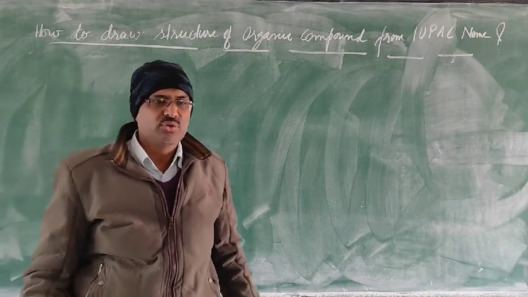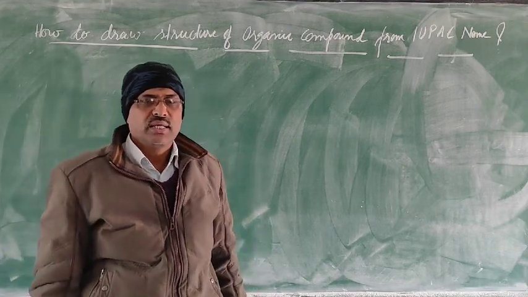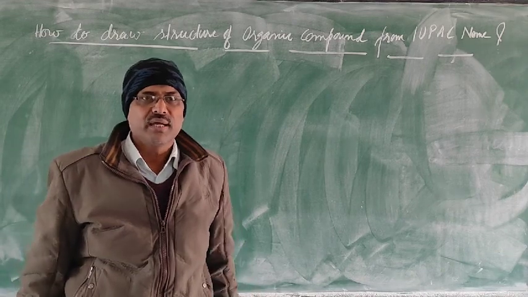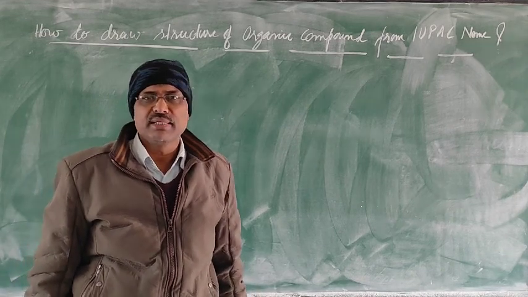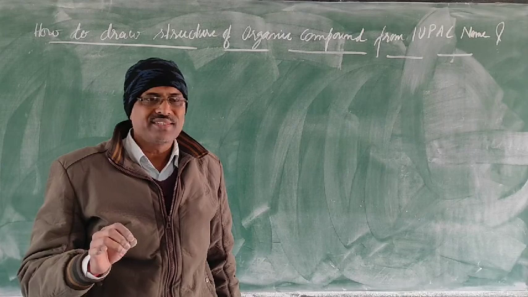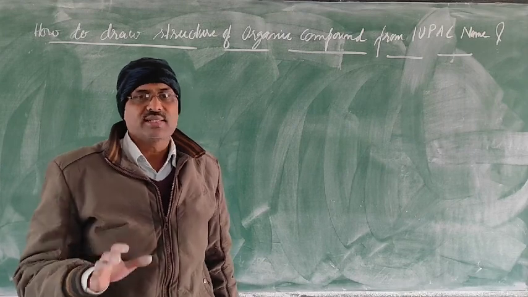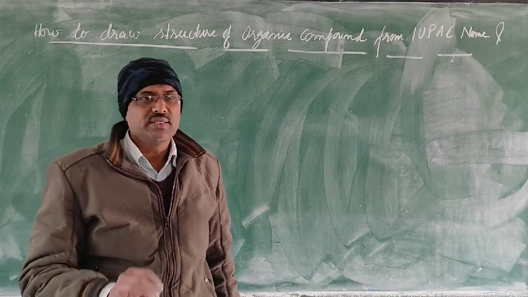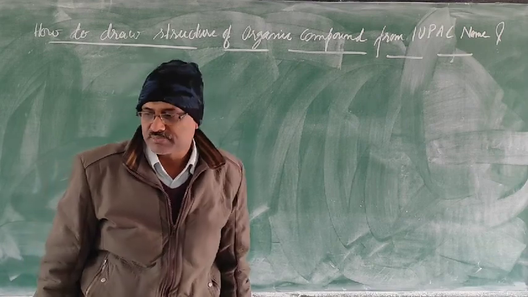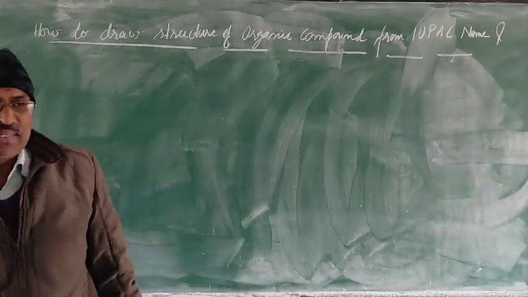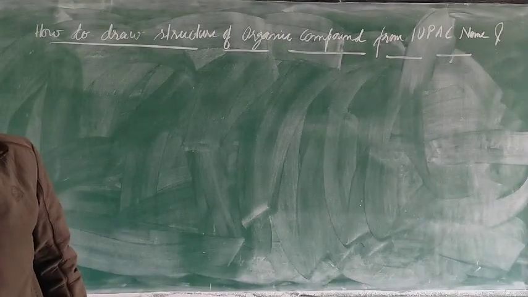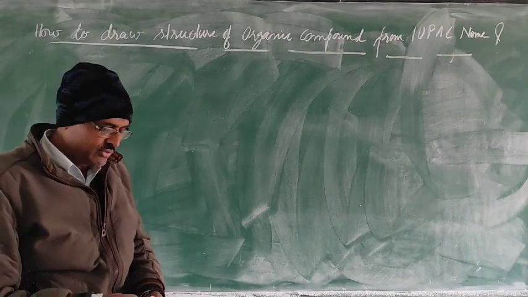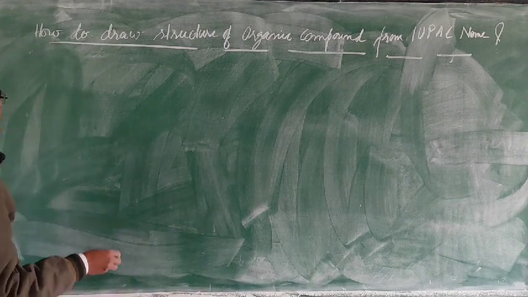But if you go to the board paper, they have already given the IUPAC name and they are asking the structure. It means from the IUPAC name, how to draw the structure. This is the topic. So first I will complete this one, then we will discuss the board questions. So if the IUPAC name is given, how can we draw a structure? Certain rules are there that we can note in a copy.